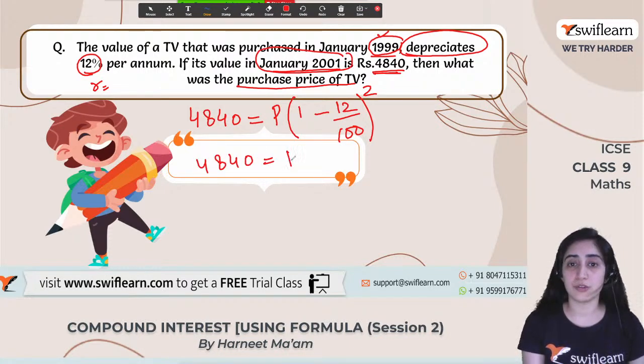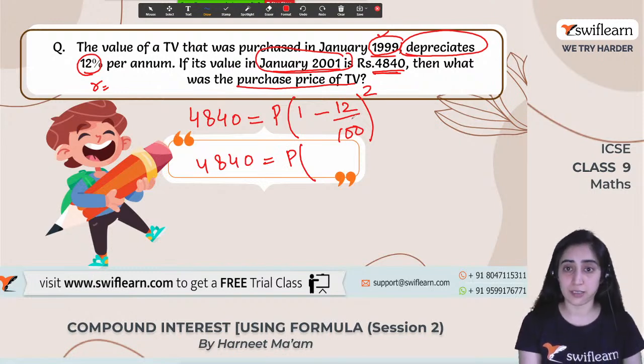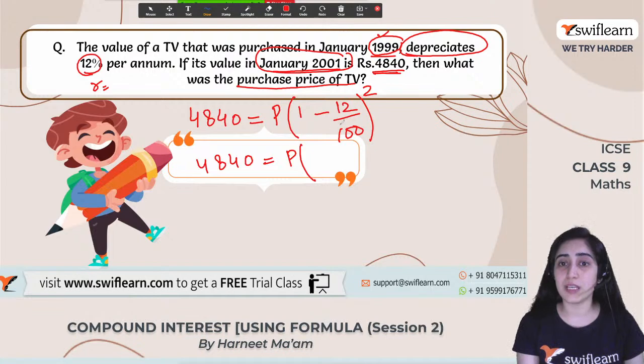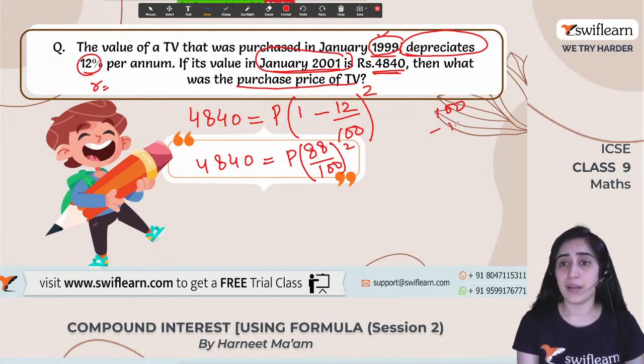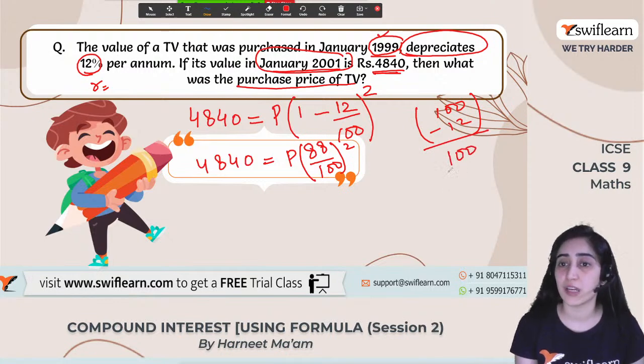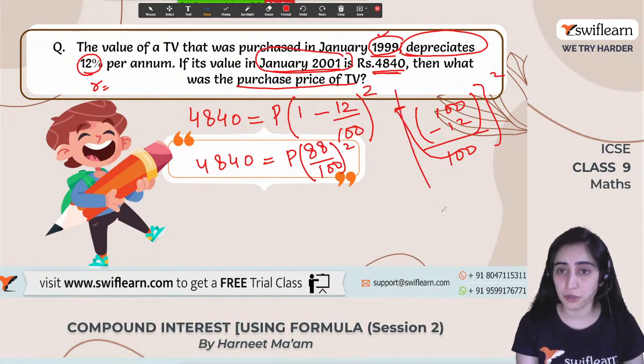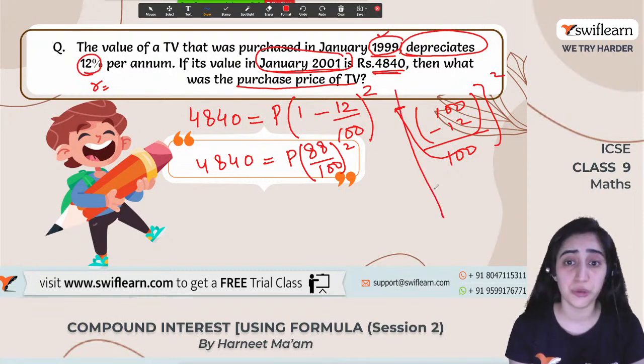4840 is equals to P into, अगर मैं इसको solve करना चाहूँ तो मैं solve कर सकती हूँ. Let's do this. When I'll solve, what will I get? I'll get 88 by 100. I hope you all know this so far, right? ये तो simply है 100 minus 12 करेंगे ऊपर और नीचे ब्रैकेट, डिनोमिनेटर में 100 हो जाएगा जब हम उसका एलसीएम लेंगे, होल टू द पावर 2. सॉरी आई हैव रिटन लाइक दिस बिकॉज आई जस्ट वांटेड टू टेल यू. आई होप यू नो दिस, राइट?